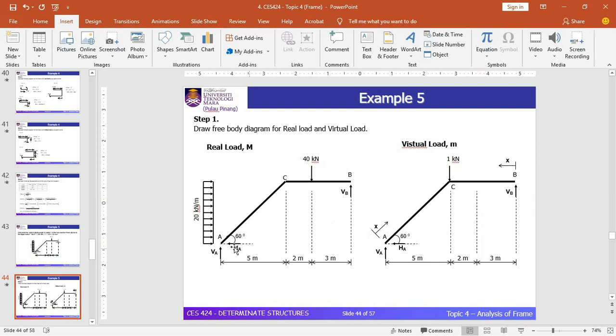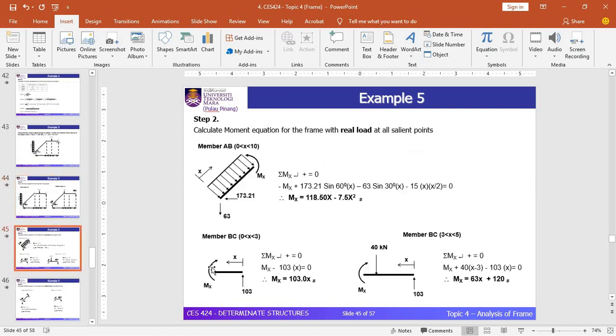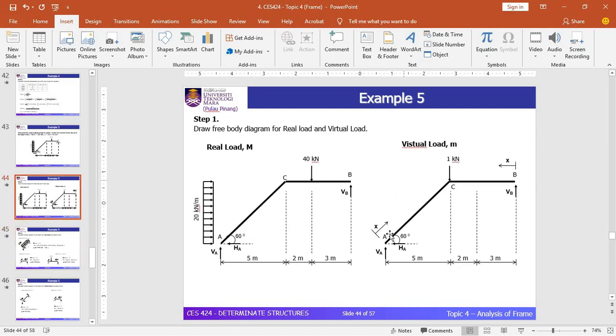I'm not going to explain in detail how to get the equation of moment based on the real diagram, because all the steps and process are exactly similar to example 2. If you look at the solution here, the moment equations you have seen in example 2, so you may recall how to get these equations. So I'm going to focus on the virtual diagram to get the equation of moment.